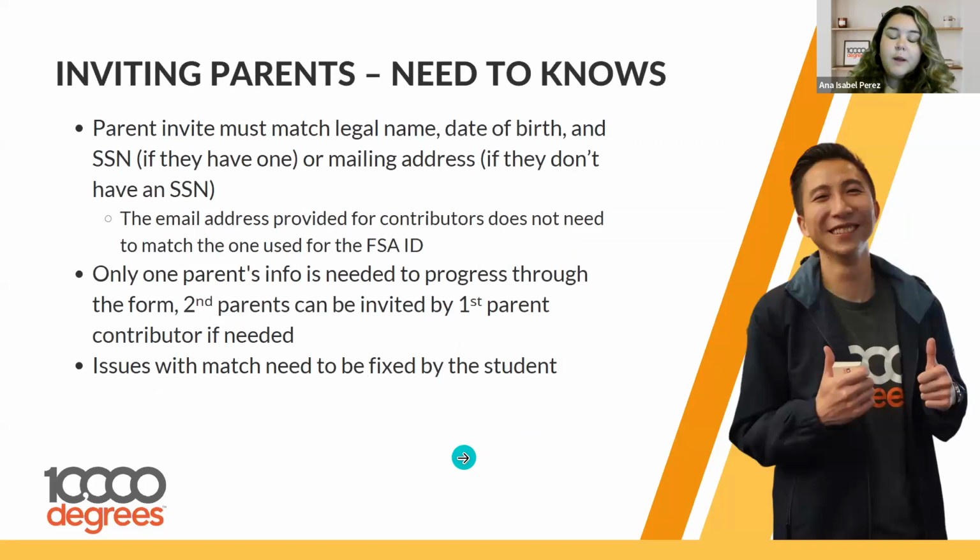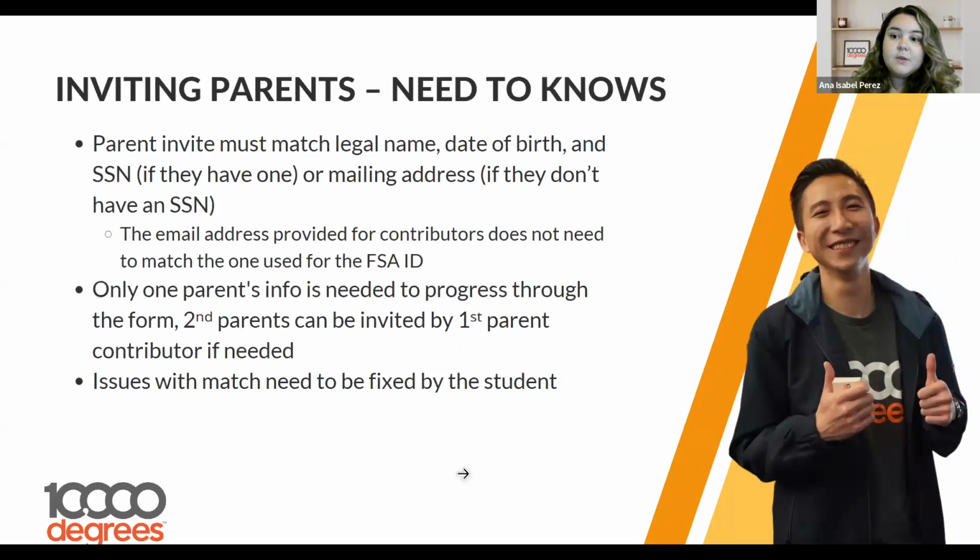So things that you might want to know or have as you're looking into inviting the parents or providing this information to your students. Again, we cannot stress enough having students make sure that they're putting the parent's legal name, date of birth, and social security number. And it's also really important for them to have a mailing address that was used by the FSA ID if their parents don't have a social security number. I've worked with a lot of students who did not know their parents' legal name. So again, it's really important to have that information at hand to ensure a smoother transition.